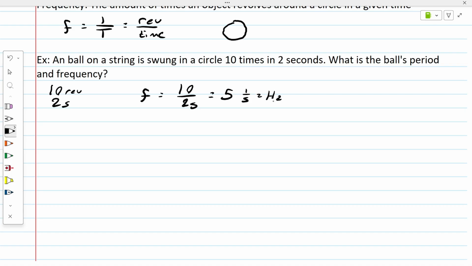which you may see this 1/seconds as hertz. And then to find the period, you simply can just do 1 over frequency, which equals 1 over 5, and that'll be 1/5 seconds. And if you were to solve it with time over revolutions, you would also get 1/5.